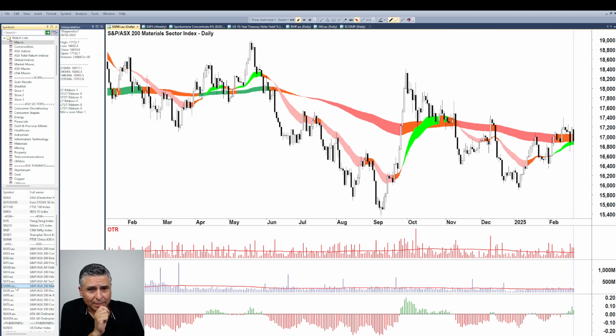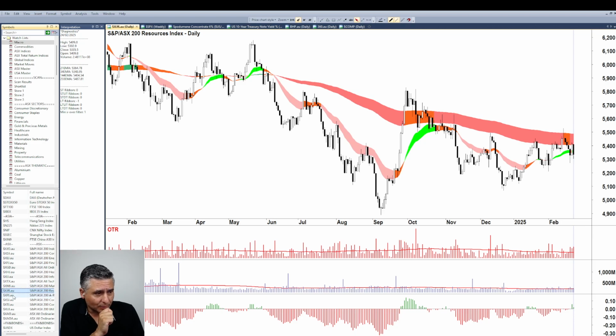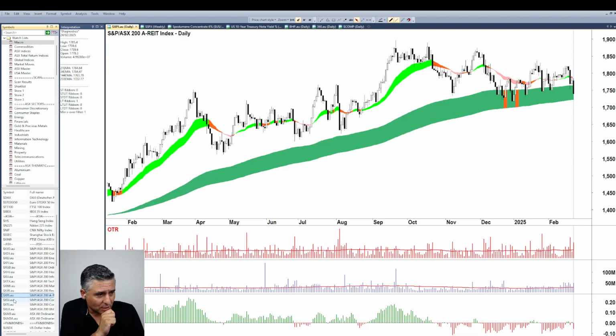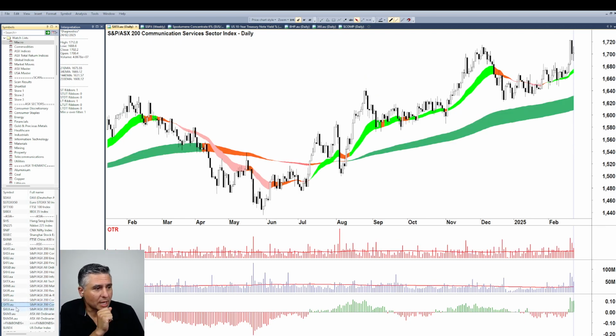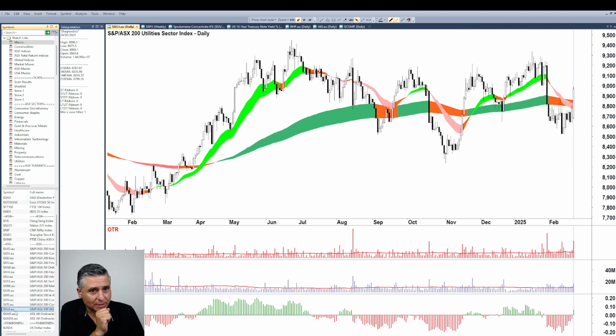The materials sector index is halfway, no big deal, but also not as bad as energy. Properties looking a bit dodgy. Staples, oh well, there you go. Hey, there's somewhere to invest right there. Staples, who would have thunk it? And telecommunications also looks very strong. Utilities, a big candle there, but still roughly stuck in the middle.